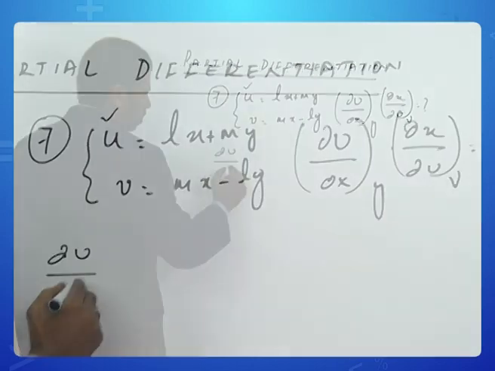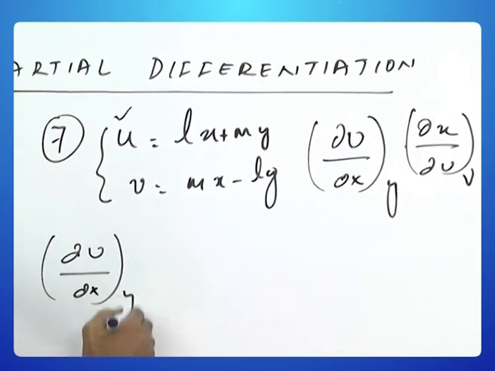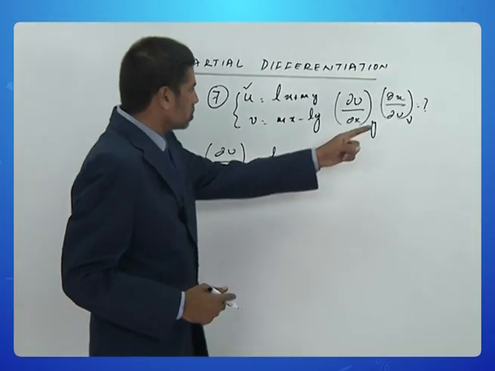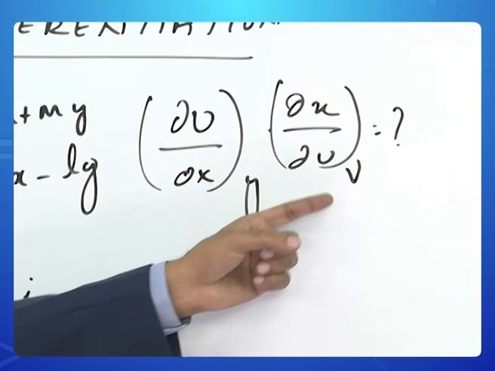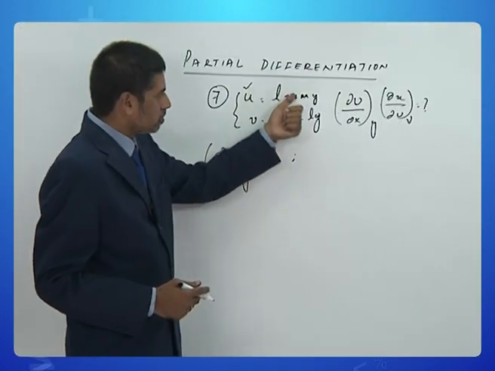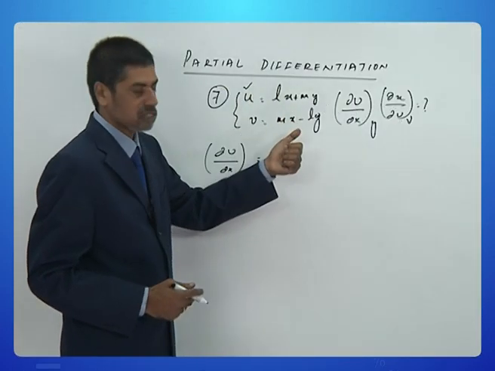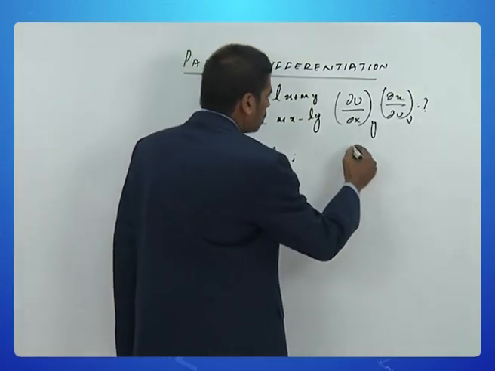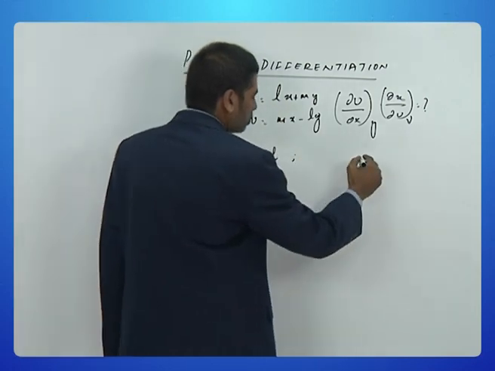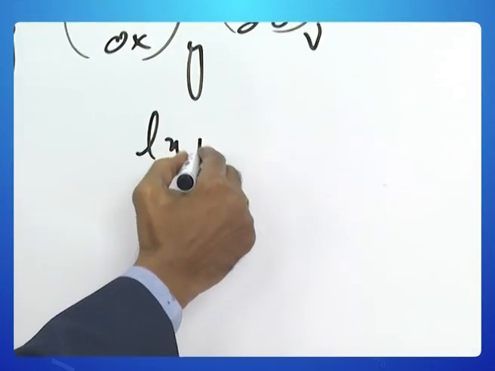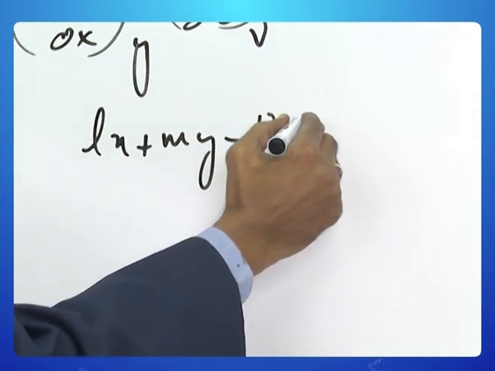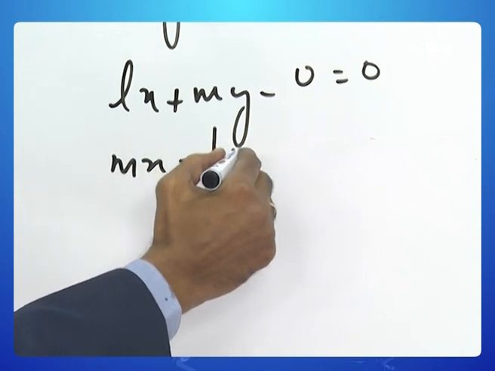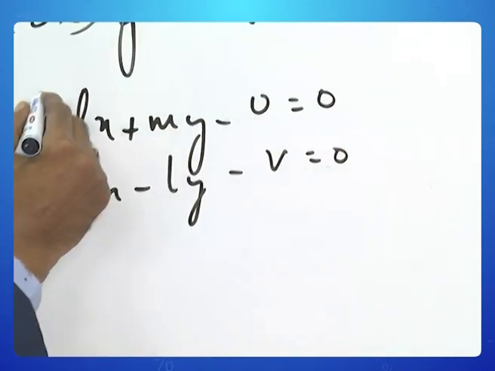So dou u by dou x keeping y constant will be L. But when it comes to the second equation, dou x by dou u with v constant, we have to solve these two equations for x. So we'll have to eliminate y. So let me show you that. So we can write the first equation as Lx plus my minus u is equal to 0, mx minus ly minus v is equal to 0.